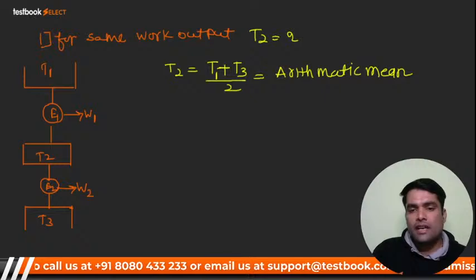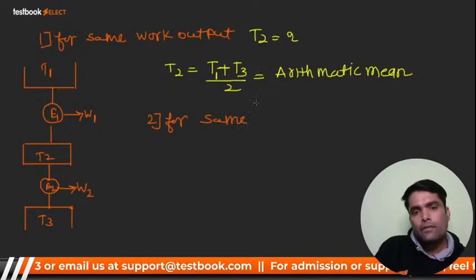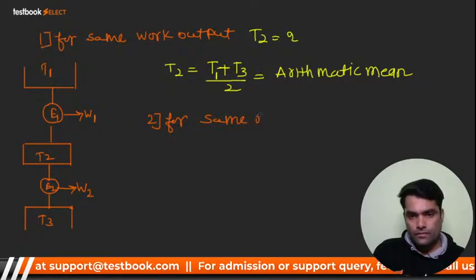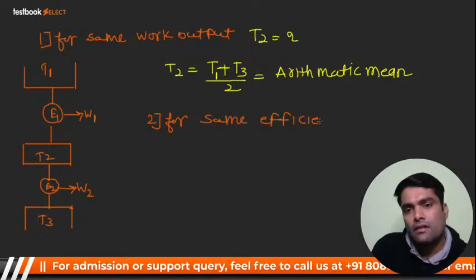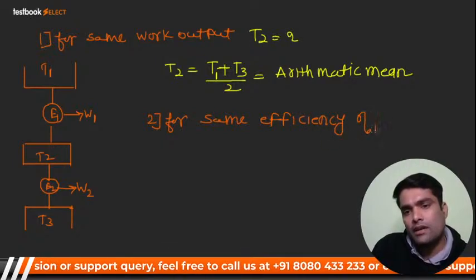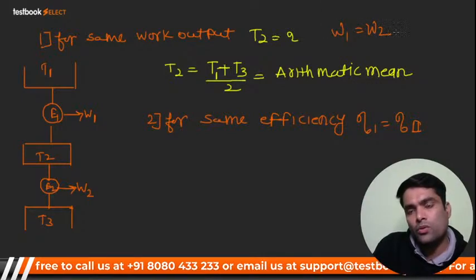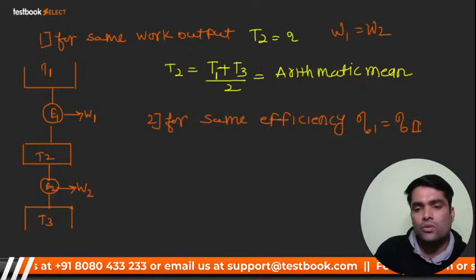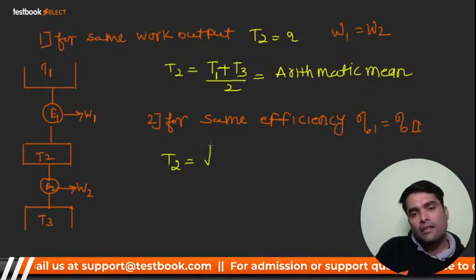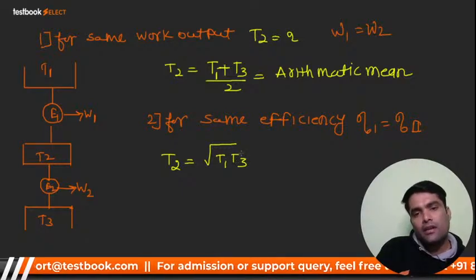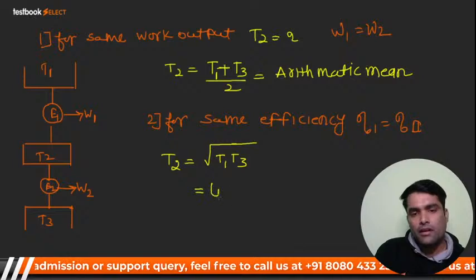But sometimes they ask a question like this, for same efficiency, that is eta 1 is equal to eta 2. यहां पे क्या था बच्चा? W1 is equal to W2 था, right? So eta 1 is equal to eta 2. So at that time my dear, T2 is nothing but it should be going to be a geometric mean बच्चा. ये हो जाएगा geometric mean, right? ये क्या होगा बच्चा? Geometric mean. And I want to tell you, it should be nothing but geometric mean.